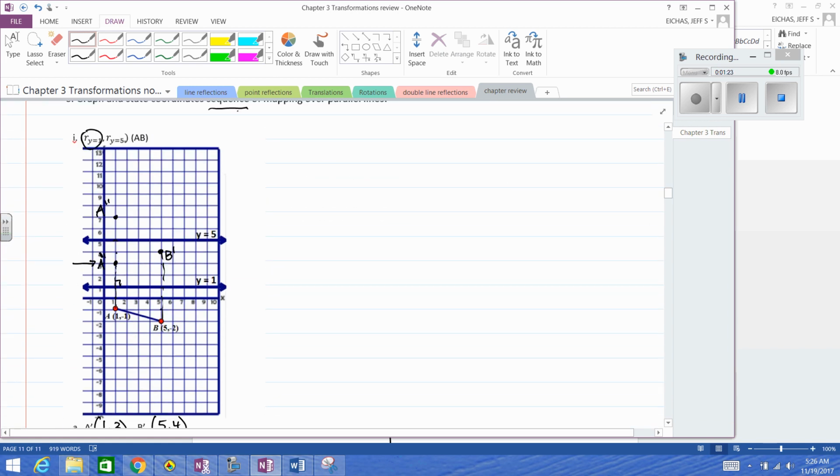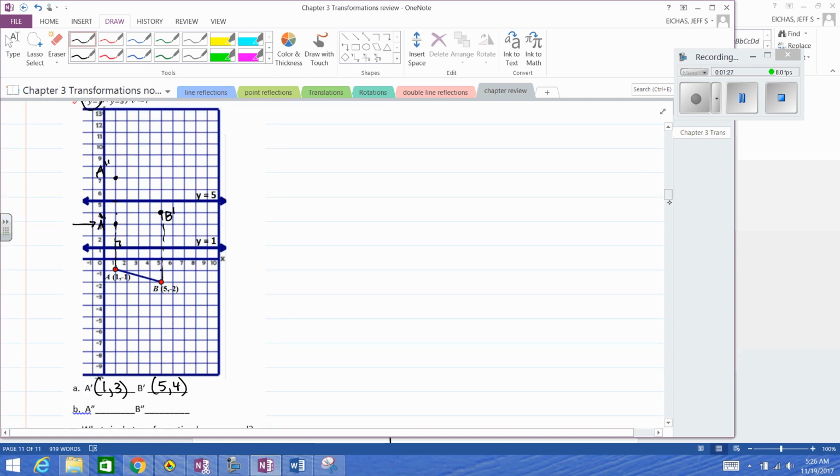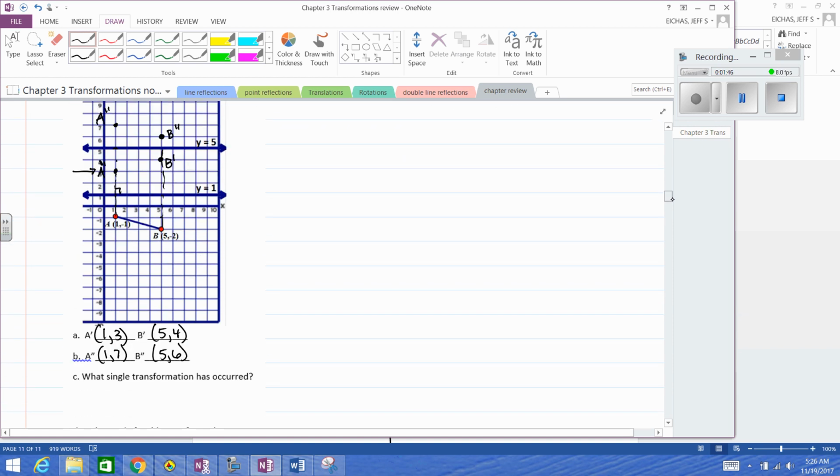Okay, they did tell us y equals 1 first. Just wanted to double check that. All right. B is 1 away from the mirror. Go up 1. B double prime right there. That is 1, 7 for A double prime. And B double prime is 5, 6, it looks like. So those are the coordinates. Use your straight edge and connect them. All right, that's finishing off the graph.